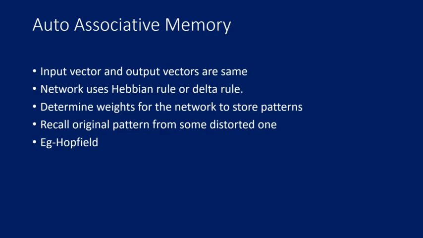Now if any distorted or incomplete pattern comes, then this network will be able to recall the original pattern with the help of stored information. As an example of this auto-associative memory network, we have Hopfield networks, which we will see later on. So first of all, let us see how this network works.